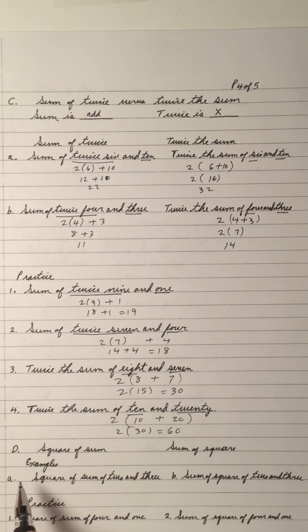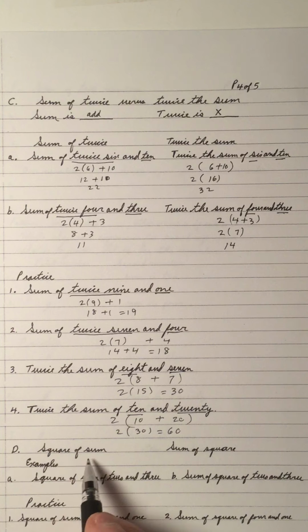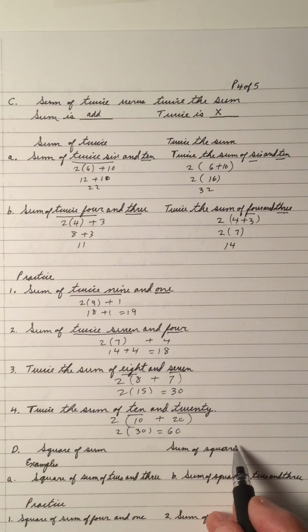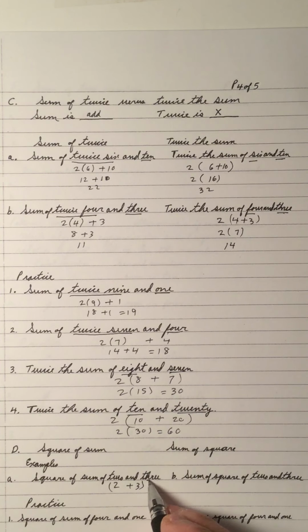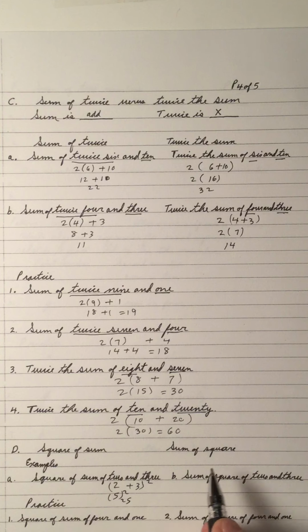D is another one. The square of the sum. So let's see what happens. The square of the sum, that's similar to twice. So the square of the sum, so it's a 2 and a 3 that we're going to add. That's the square of that sum. So that's a 5 being squared. So that's 5 times 5 is 25.